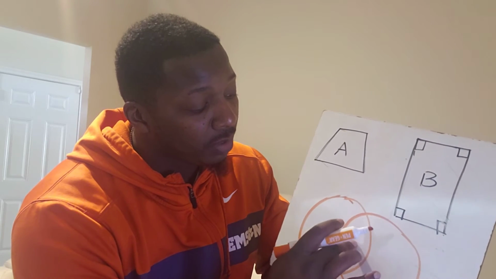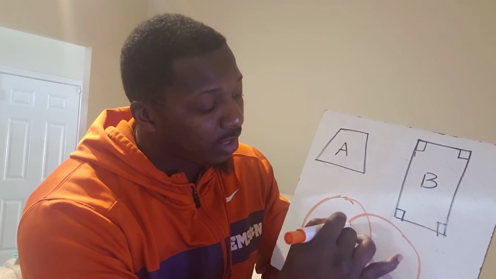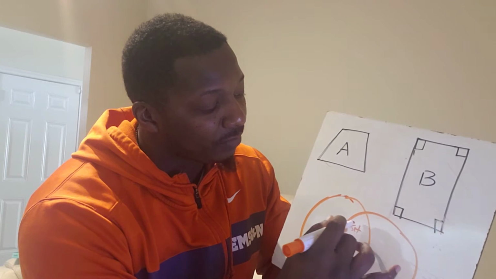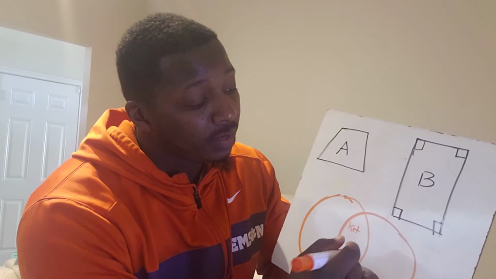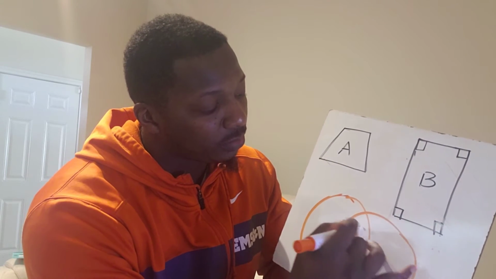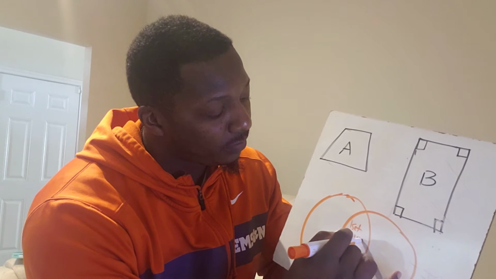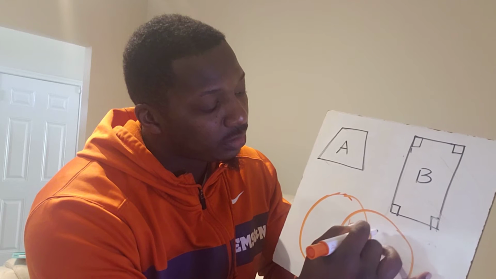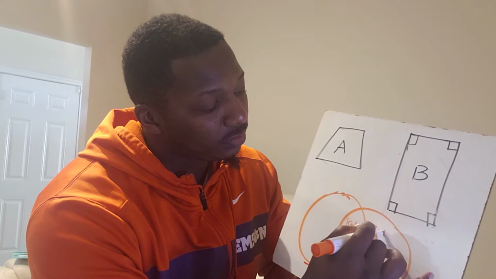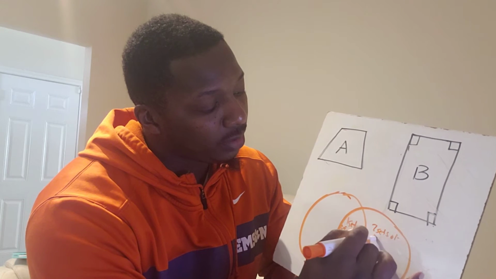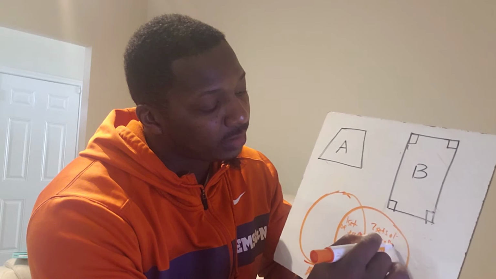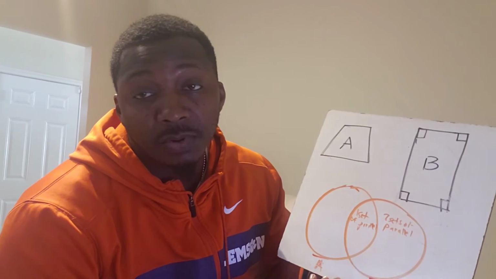So when we talk about parallel lines, one set is what they have in common, because this one has one set, but this one also has two sets as well. So one set of parallel, and this one has two sets of parallel. And what makes it different is that shape B has more sets of parallel lines.